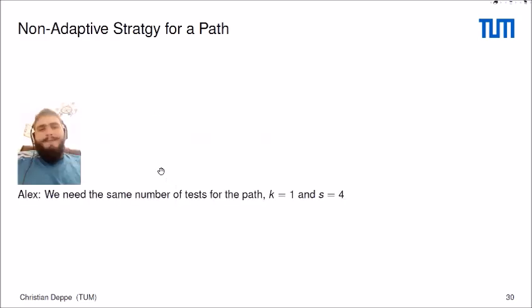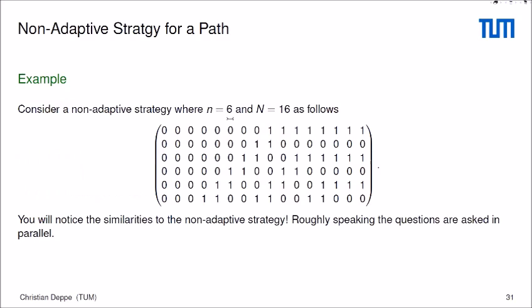And my colleague Alex came then with an example for k equal 1 and s equal 4. And he showed me a strategy that's the following, where we need 6 questions, like in the adaptive case, for 16 positions. And it's exactly this strategy. What is the idea? That's the reason why I presented you the adaptive strategy for k equal 1.